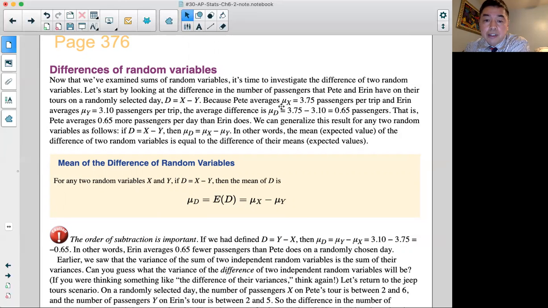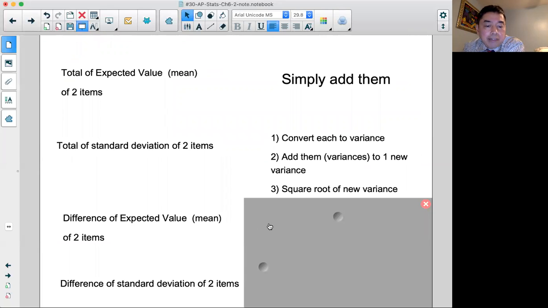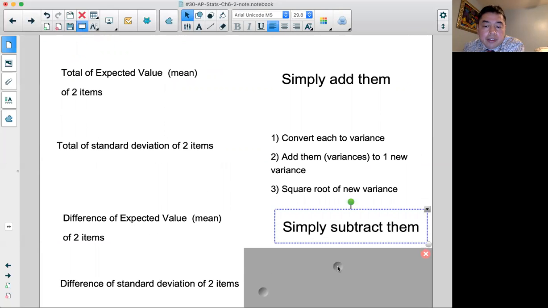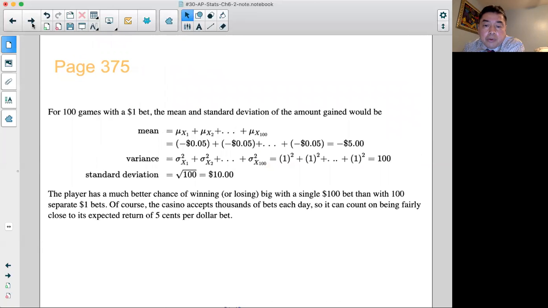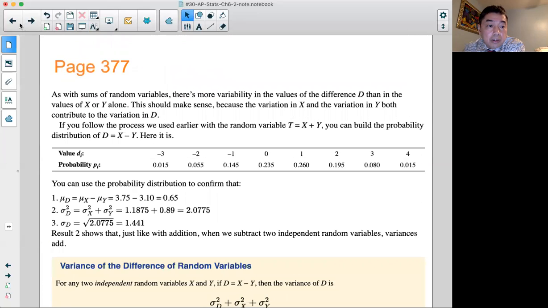Because Pete's average, mu sub X, is 3.75 passengers per trip, and Erin's is 3.10 per trip. The average of the difference is just simply subtract, okay? So then we go back to the flashcard. If they're asking for the difference of expected value, the mean, simply subtract the two items, okay? So we finished the three items of the flashcard.